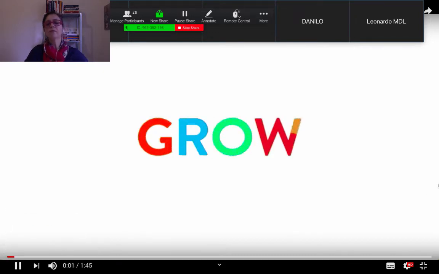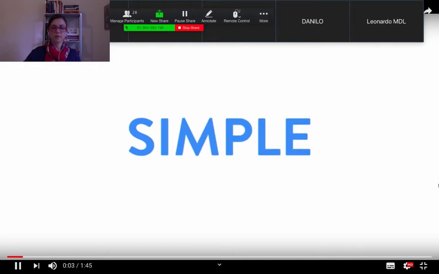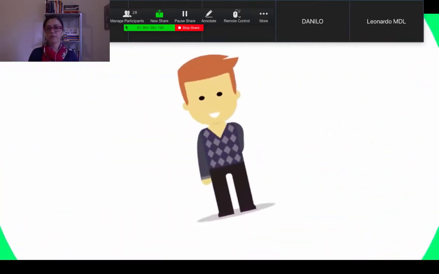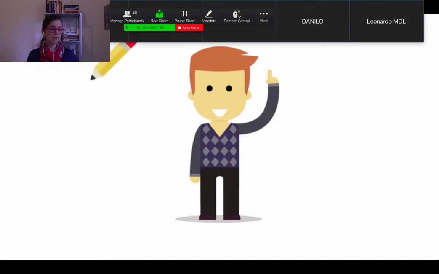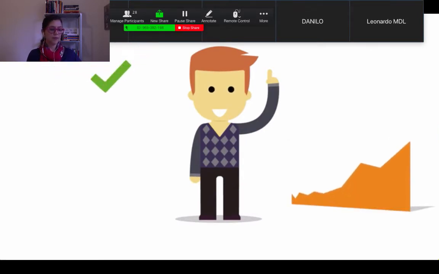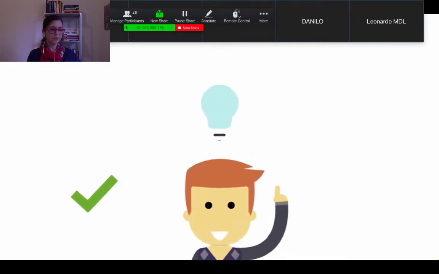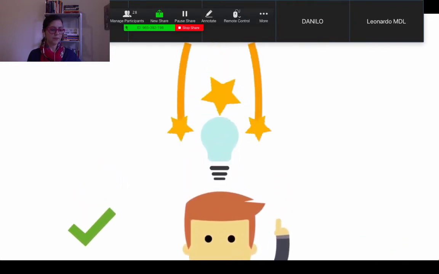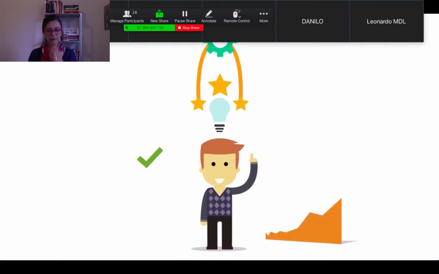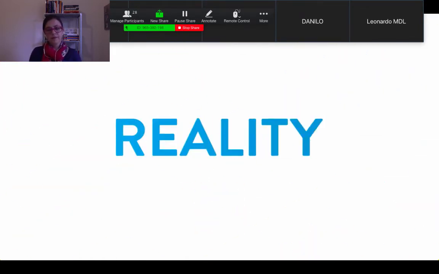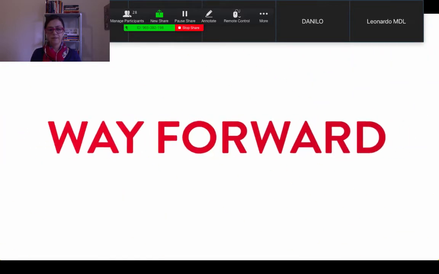Welcome to GROW. GROW is a very simple and easy-to-use model for coaching your team members. It's a great way to encourage real accountability, solve problems, and stimulate growth and development in your team. You facilitate your team members' thinking and help them come up with solutions themselves, motivating and encouraging them through your questions. GROW stands for Goal, Reality, Options, Way Forward.